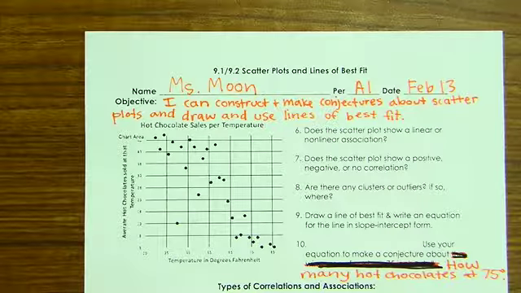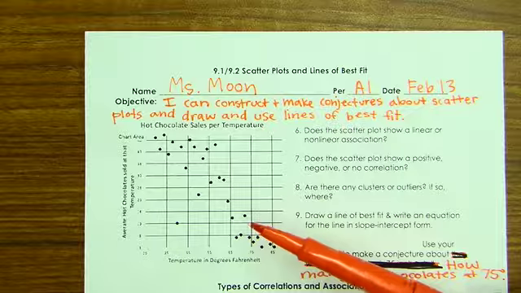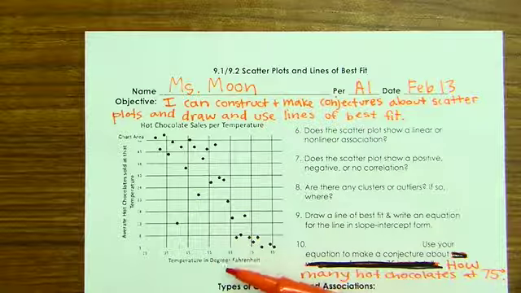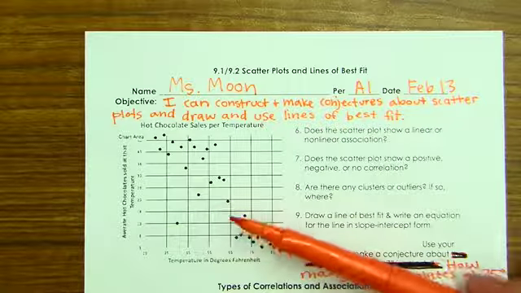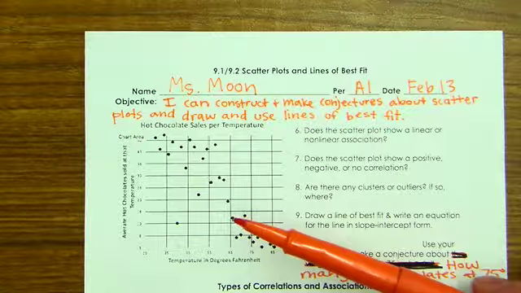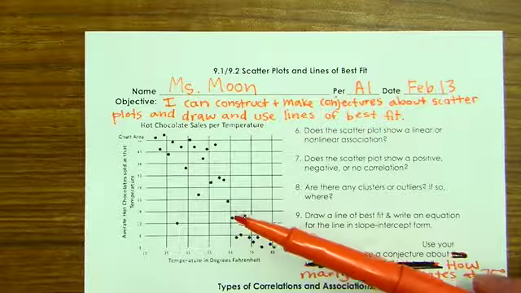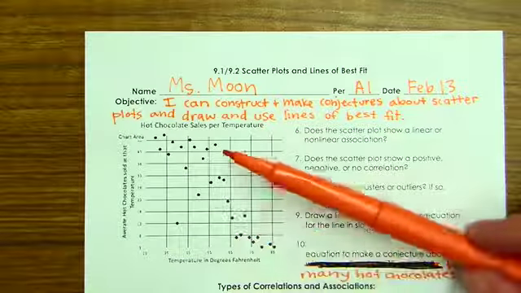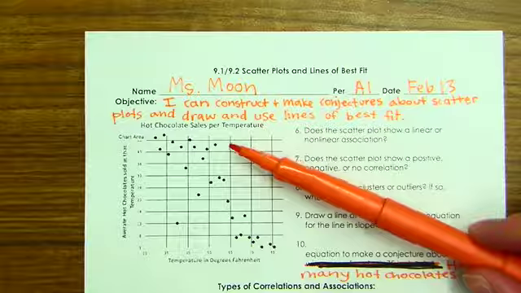And scatter plots are these graphs that we see here where we have two variables, x and y, and we plot data points based on those two variables. So let's jump into this first example. We're looking at hot chocolate sales per temperature.